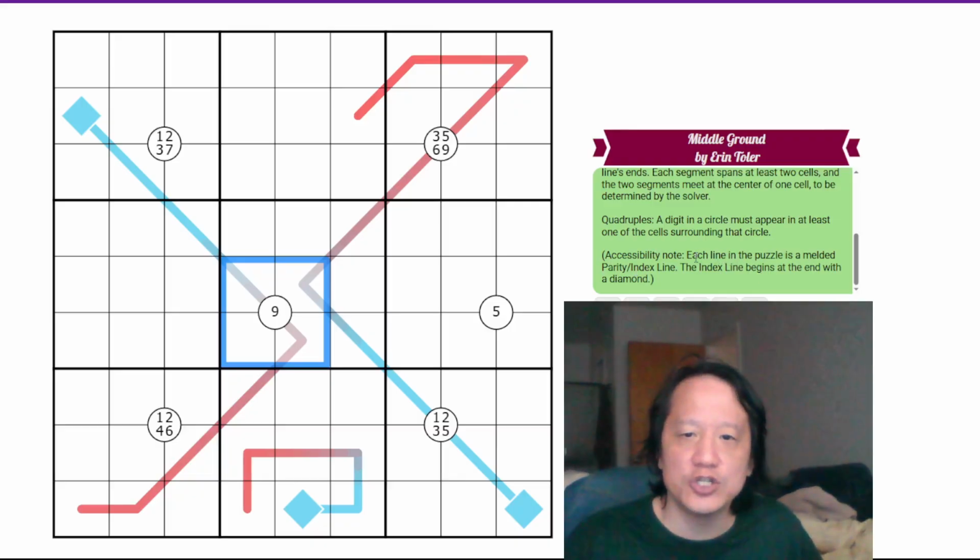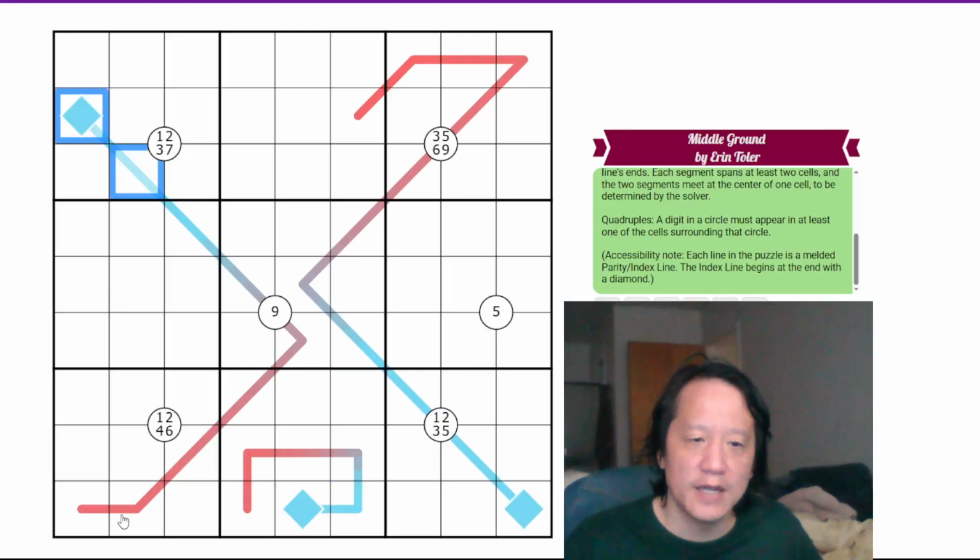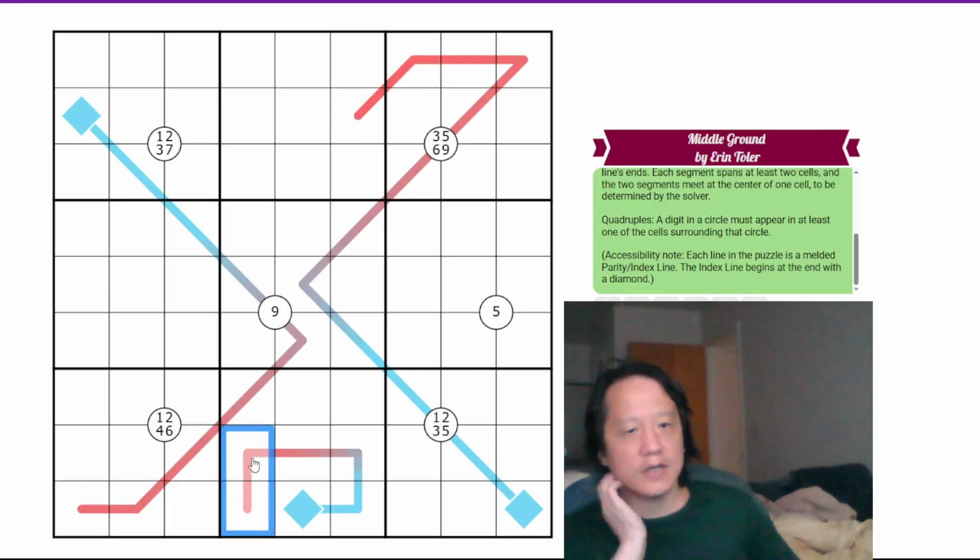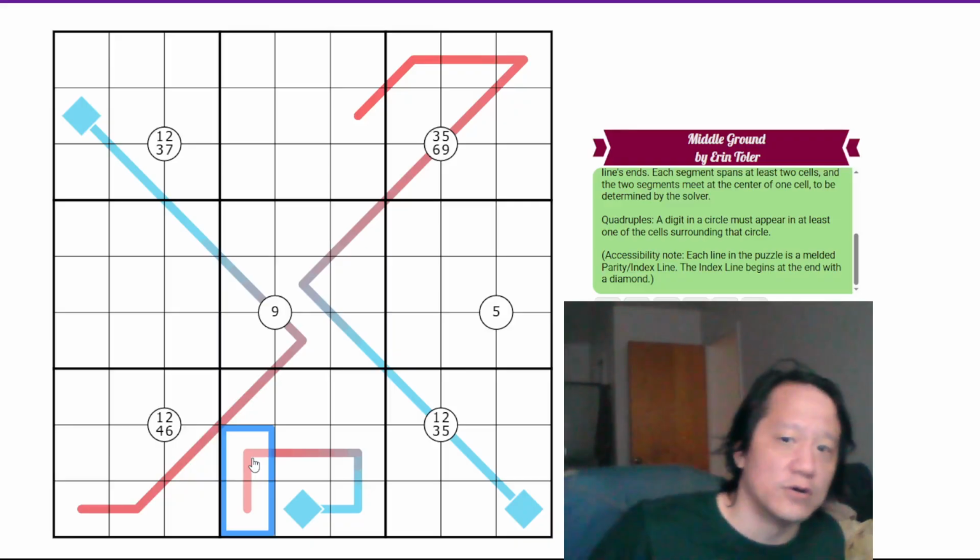Accessibility note: each line in the puzzle is a melded parity index line, and the index line begins at the end with the diamond. So these are all the index line starts, and this is a parity line start. Anyways, those are all the rules.